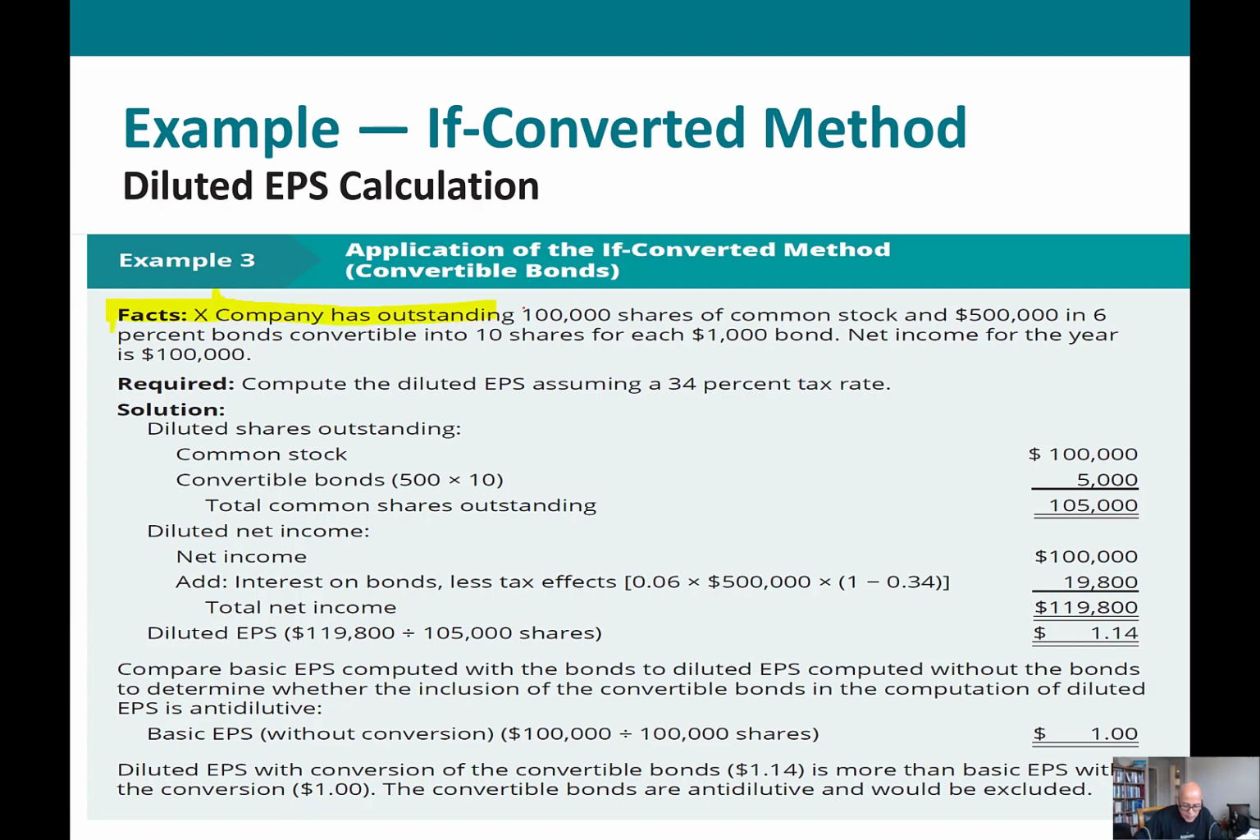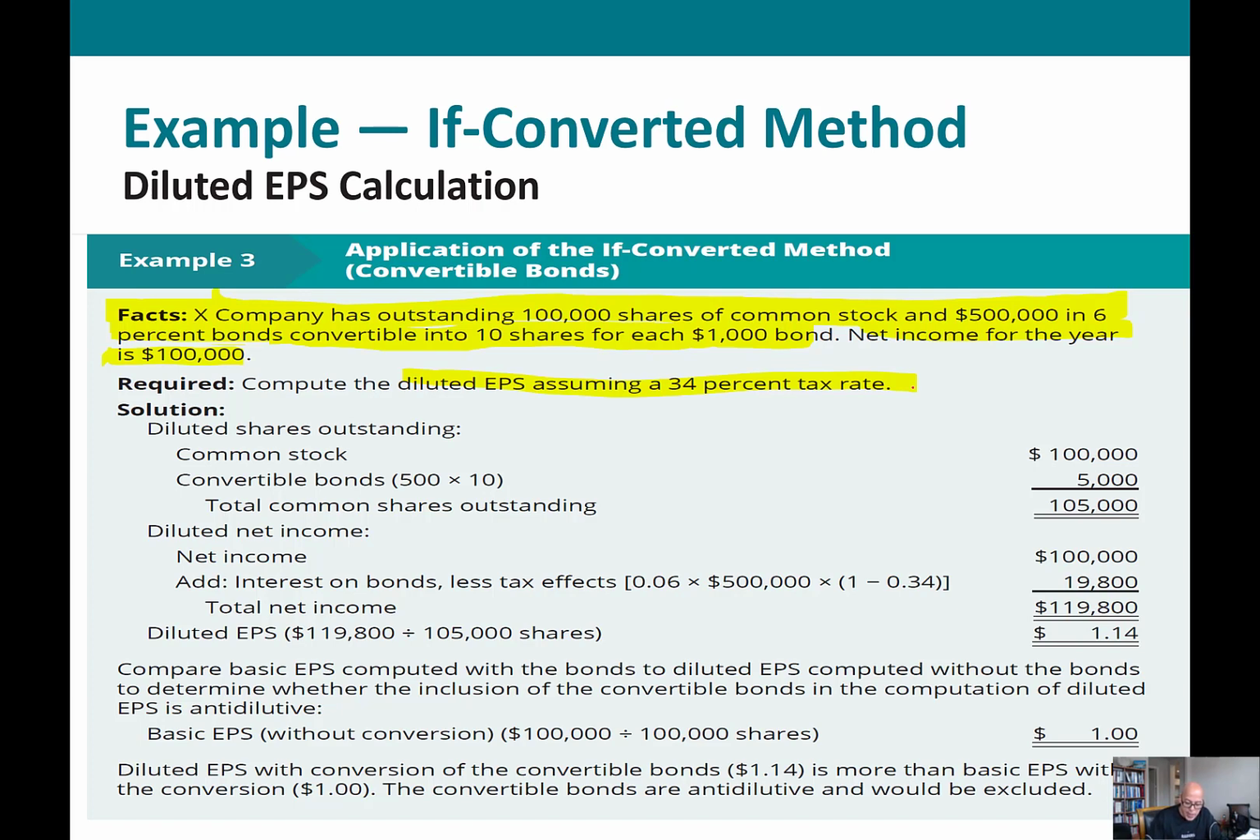The X company has outstanding 100,000 shares of common stock and $500,000 in 6% bonds that are convertible into 10 shares for each $1,000 bond. Net income for the period is $100,000, and we're going to compute the potentially dilutive earnings per share. They probably should have said, and they talk about a tax rate here of 34%. So you come in, and what happens?